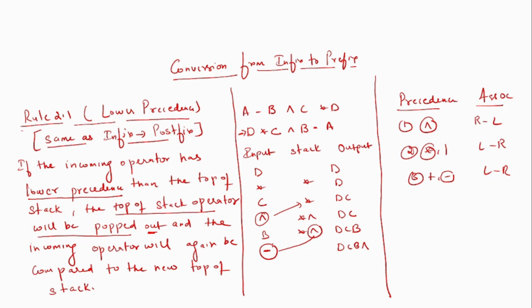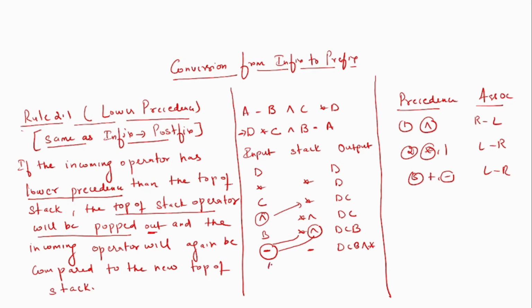Now we compare minus again with the multiplication operator. That's what I have written here: the incoming operator will again be compared to the new top of the stack. So after popping out exponential, the new top of the stack would be multiplication. Therefore minus will again be compared to multiplication, and we can clearly see that the precedence is 3 here, and for multiplication the precedence is 2. Therefore minus has lower precedence than multiplication. Therefore multiplication also will be popped out, and because nothing is left in the stack, I push minus into the stack here, right?